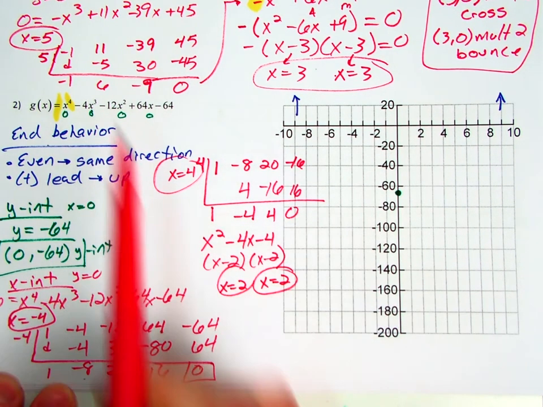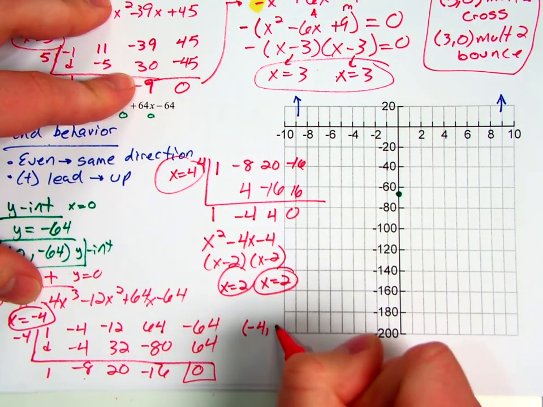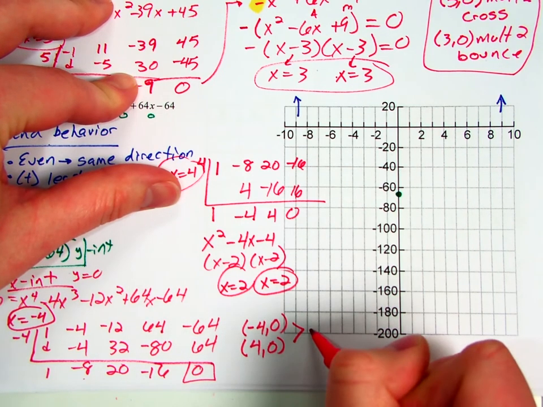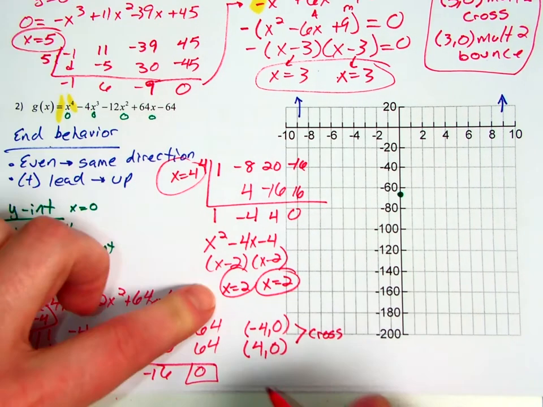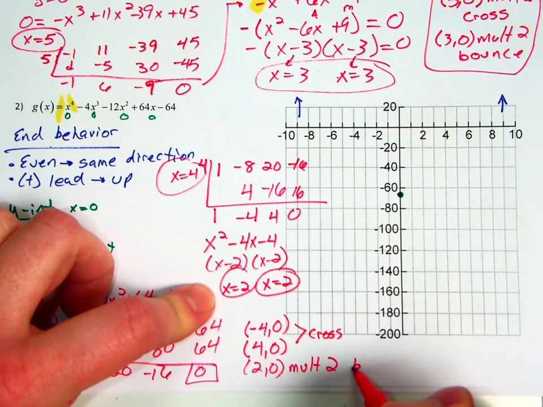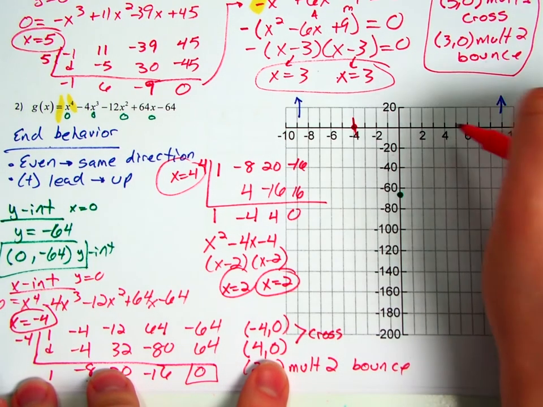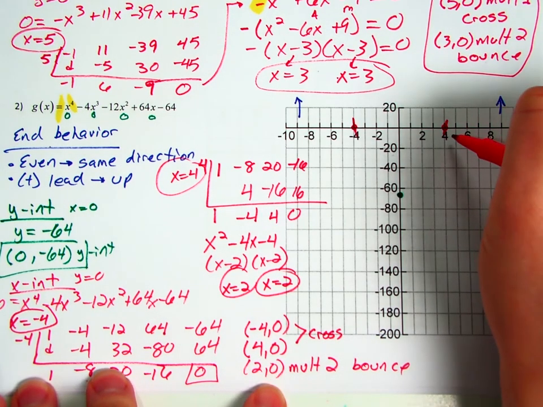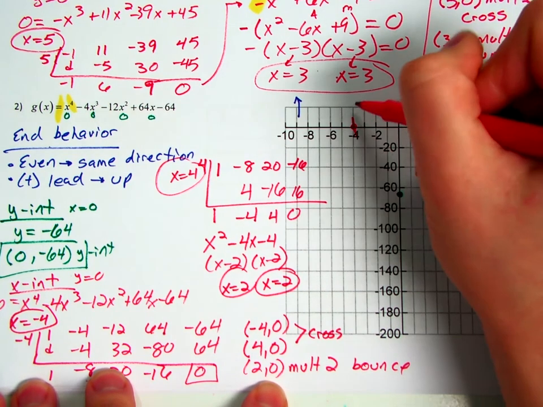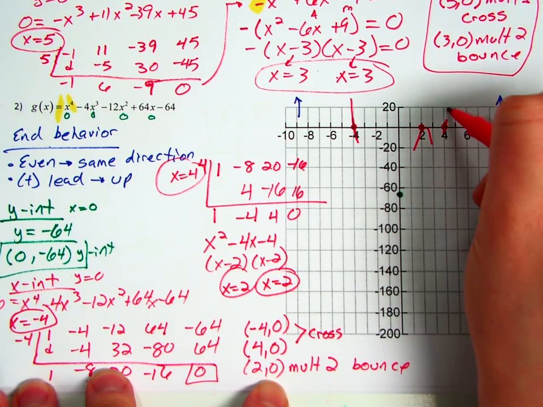So I have my degree is 4. I have 4 solutions. I have a solution at (-4, 0), (4, 0), and these both only happen once, so it's going to cross. But (2, 0) has a multiplicity of 2, so since it's an even multiplicity, it will bounce at that point. So at (-4, 0), we're going to cross. At (4, 0), we're going to cross. And at (2, 0), we're going to bounce. So I know we're going to come down here. Something's going to happen here. I'm going to bounce back up, and then I'm going to end here.